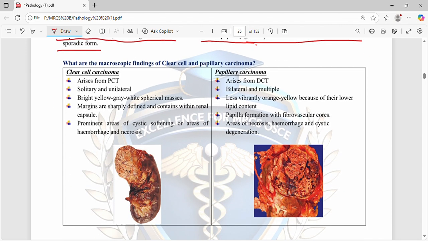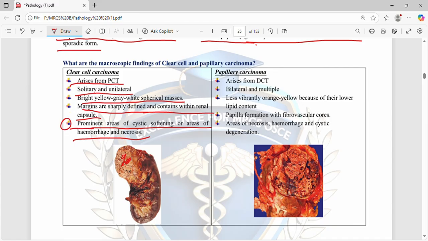What are the macroscopic findings of clear cell and papillary carcinoma? Clear cell carcinoma arises from the proximal convoluted tubule. It is solitary and unilateral, with bright yellow, gray, white spherical masses. Margins are sharply defined and contained within the renal capsule. There are prominent areas of cystic softening, hemorrhage, and necrosis.